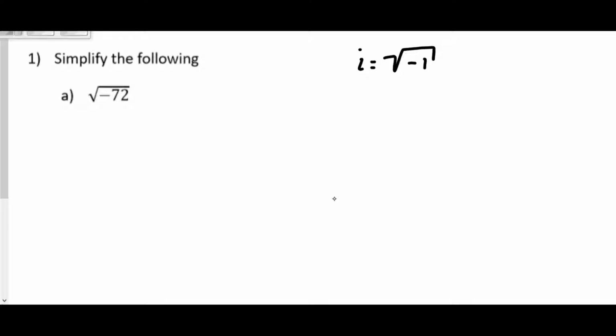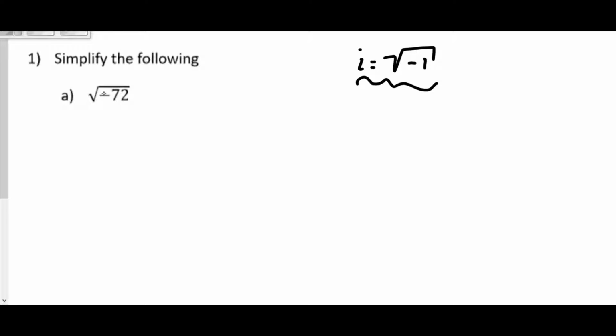So number 1, simplify the following. The square root of -72. Over in the side here, I just wrote that i equals the square root of -1, and basically all this definition is telling us is whenever we have a negative under the radical, we can substitute that negative for an i. And that allows us to take the square root of negative numbers, whereas before we weren't able to, but now that we have this little definition of our imaginary numbers, or i, we can.